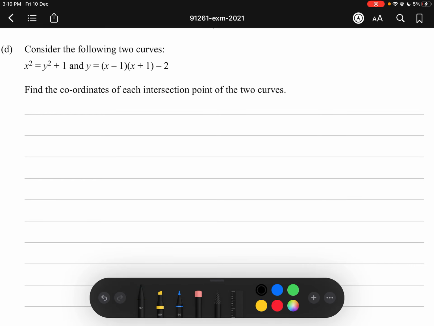Consider the following two curves. So we have x squared equals y squared plus 1, and y equals (x minus 1)(x plus 1) minus 2. The question asks us to find the coordinates of each intersection point of the two curves.